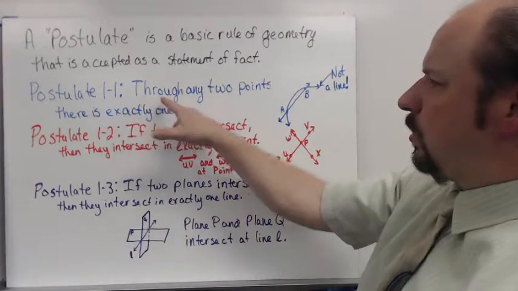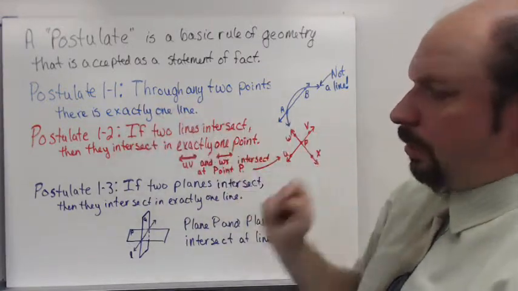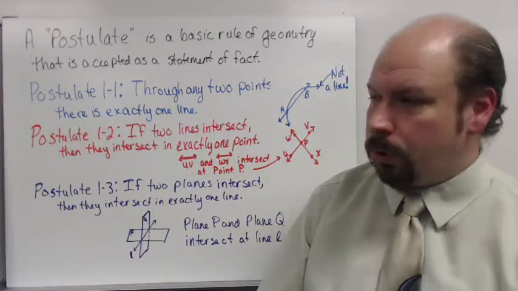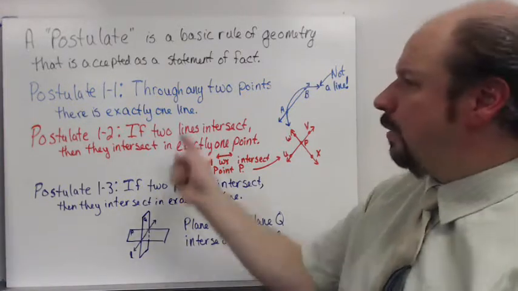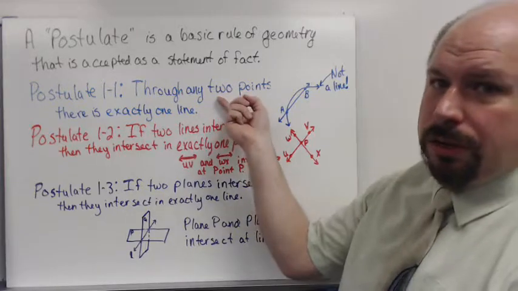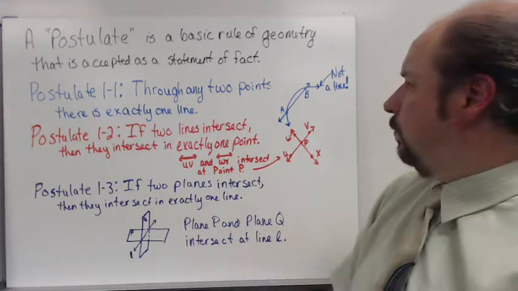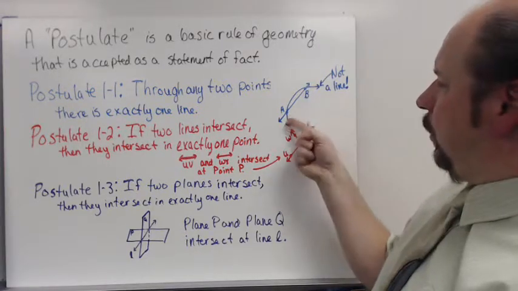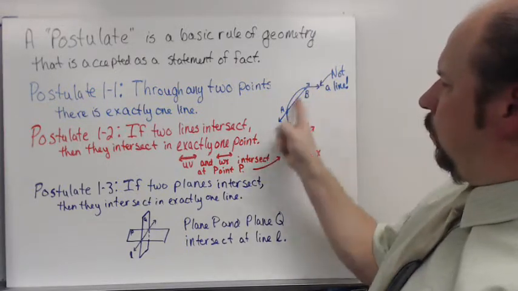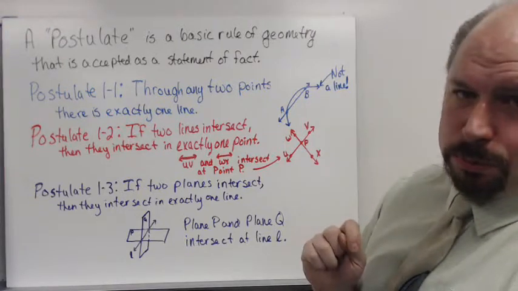But postulate 1-1 says, through any 2 points, there is exactly 1 line. And we kind of talked about that before. It just takes 2 points to name a line, and so it makes sense that any 2 points would make a line. So I have an example over here. We have line AB, and I've drawn in the line that goes through those 2 points.